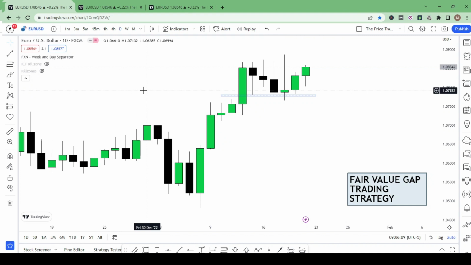So today we are going to be looking at a fair value gap trading strategy.